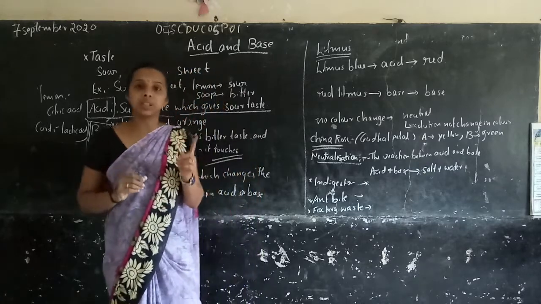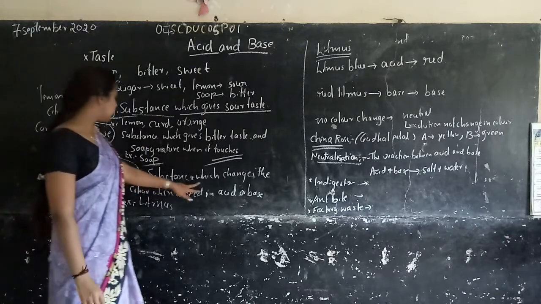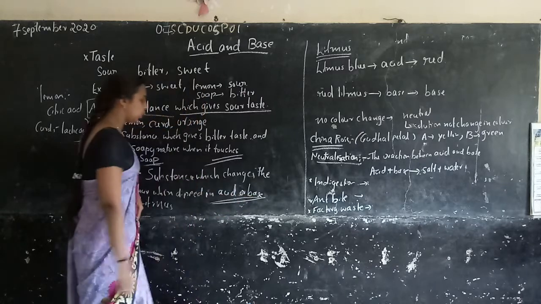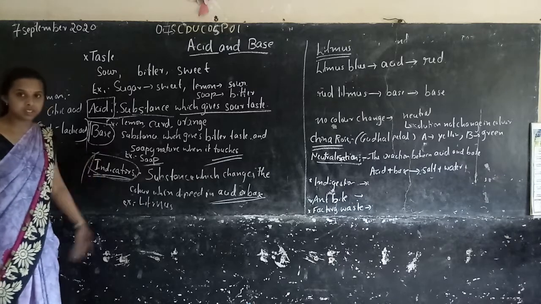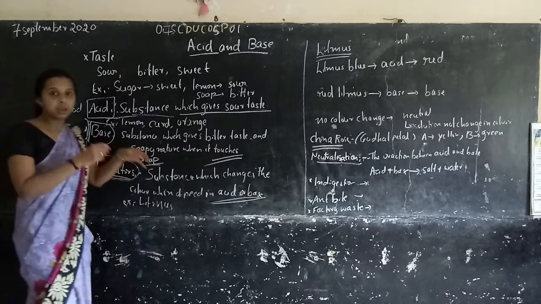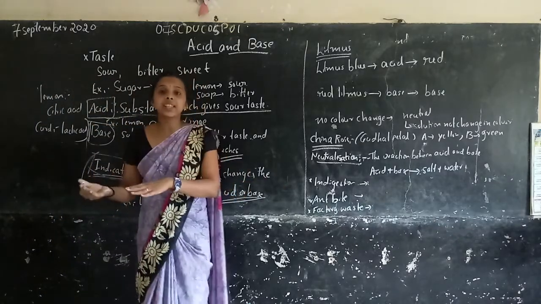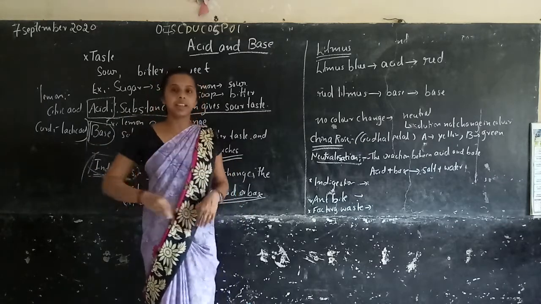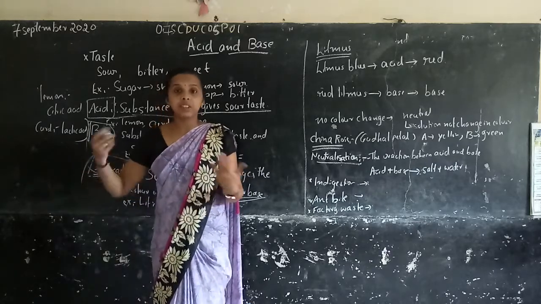So there is a substance which changes color when dipped in acid or base. Such substances are called indicators. What does indicator mean? If I take a particular substance, it changes color when dipped in acid or base. If I dip it in acid, it will show one color. If I dip the indicator in a base, it will show another color.